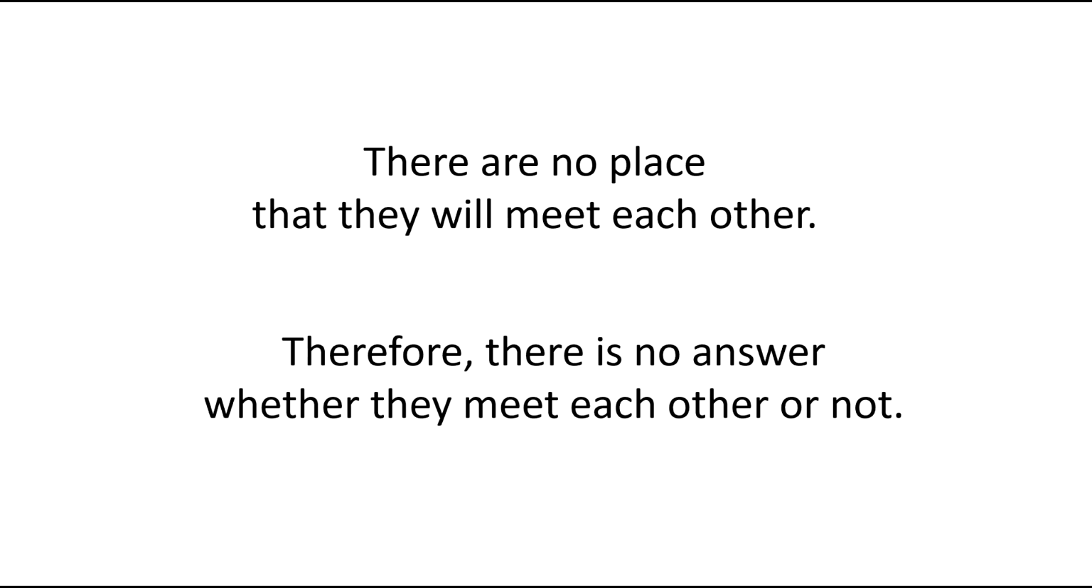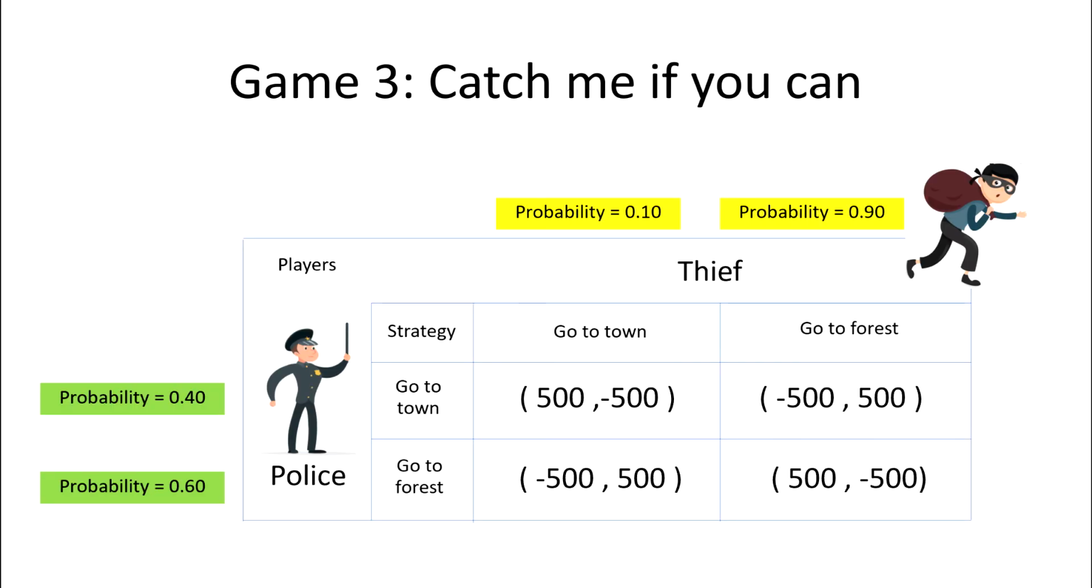Therefore, there is no place where they will meet each other, and there is no answer whether they meet each other or not. Here we assign the probability. When there is no Nash equilibrium, we assign the probability, and we think that the thief will go to town with the probability of 0.1, and he or she will go to the forest with the probability of 0.9.